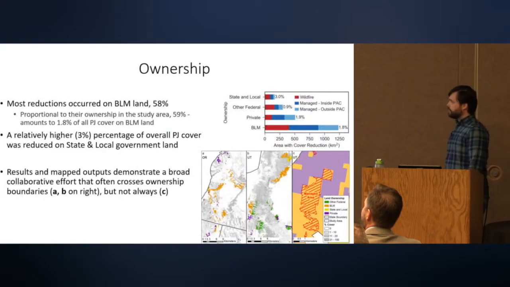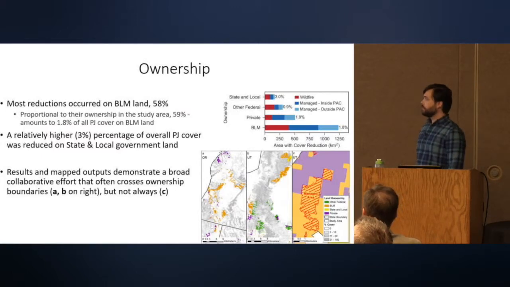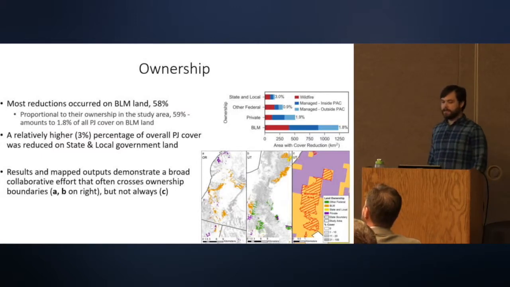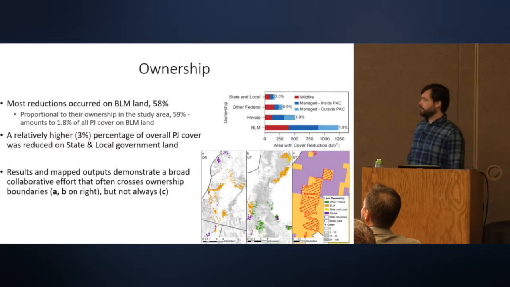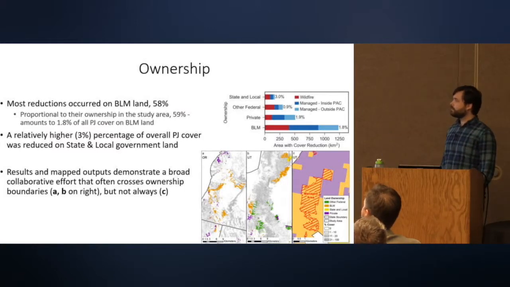So lastly, we also looked at these conifer reduction results in terms of how they broke out by ownership. We found that in general, about 58% of the reductions occurred on BLM land, and this is roughly proportional to their total ownership in the study area, which is about 59%. So BLM is doing a lot of work in terms of conifer reduction out west.